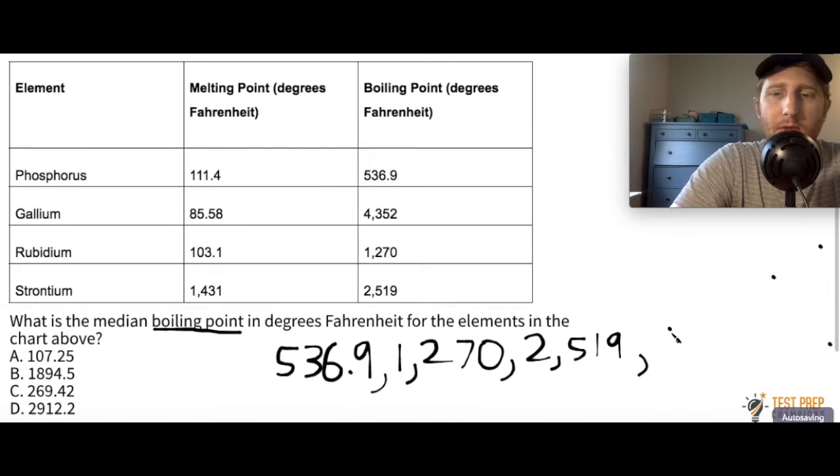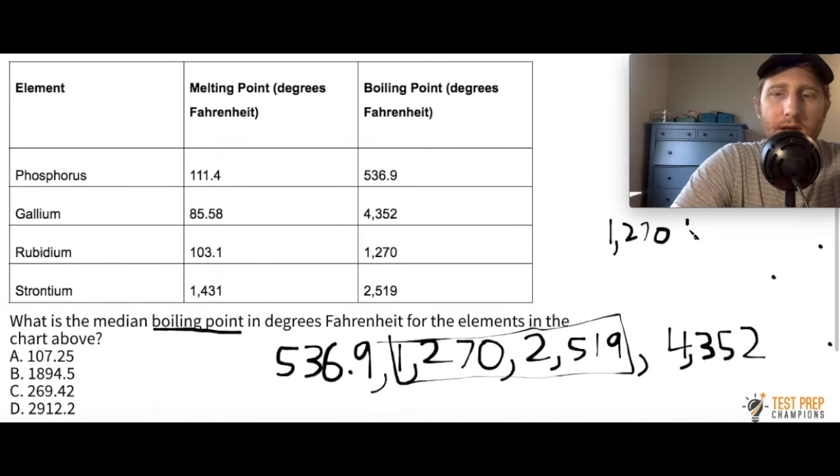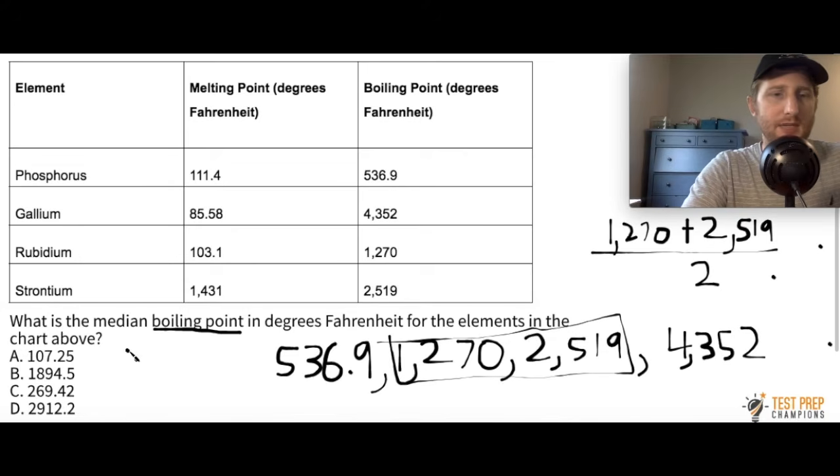All right, but remember that on your test, if you get a median question, you want to look at the numbers and put them in order from smallest to largest before we do anything else. So with the numbers written in order from smallest to largest, since we have an even number of numbers in our data set, I'm going to have to take the 2 numbers in the middle, add them up and divide by 2. So I'm going to do 1,270 plus 2,519, and I'm going to divide this by 2. So the answer I get is B.